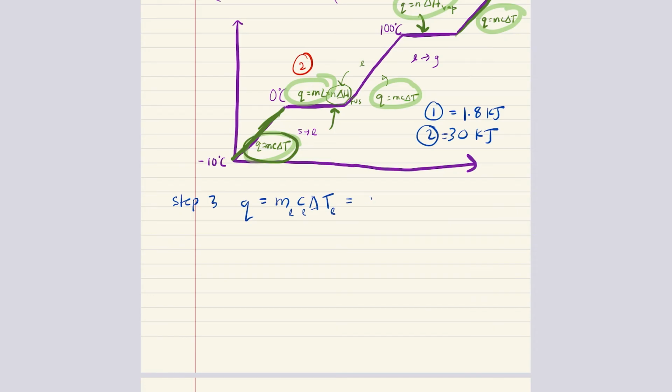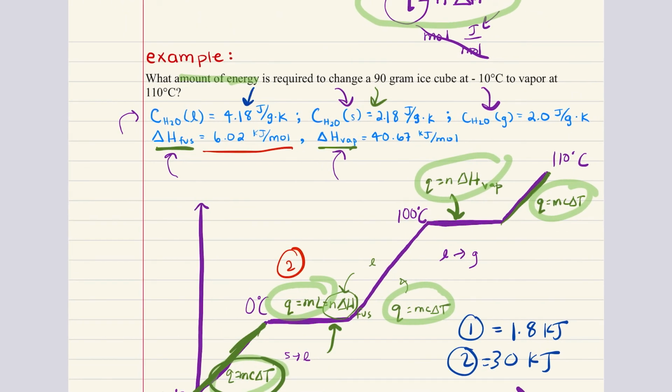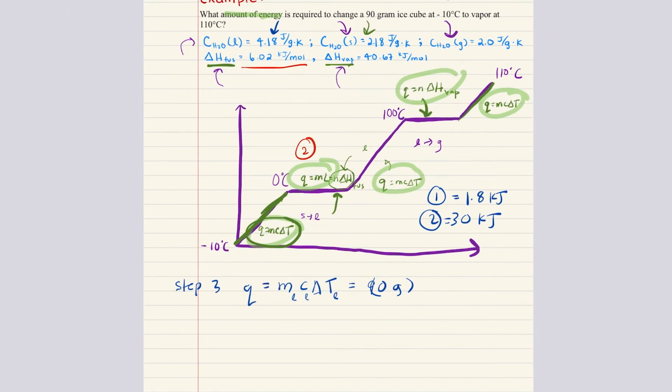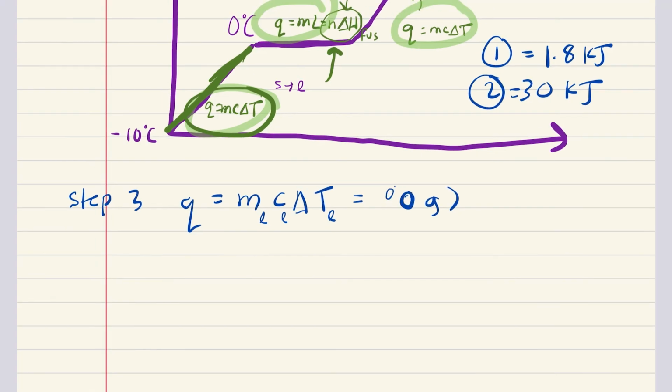Now, again, we still have 90 grams. That's good. What about the specific heat capacity for liquid water? We're given that as well, 4.18 joules per gram per Kelvin. So let's go ahead and write that down, 4.18 joules per gram per Kelvin. Okay, that's what we're given.